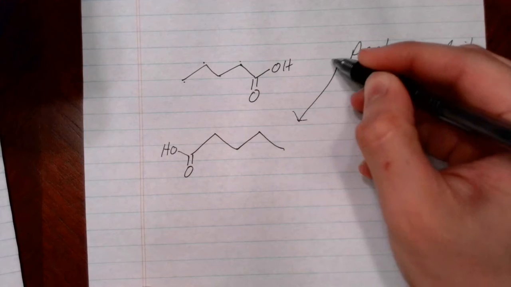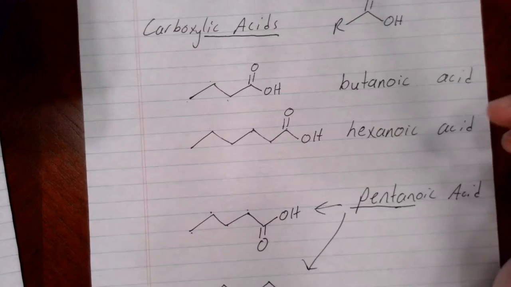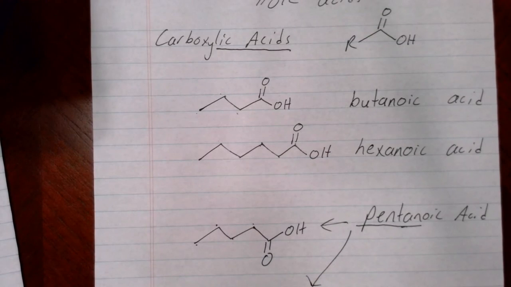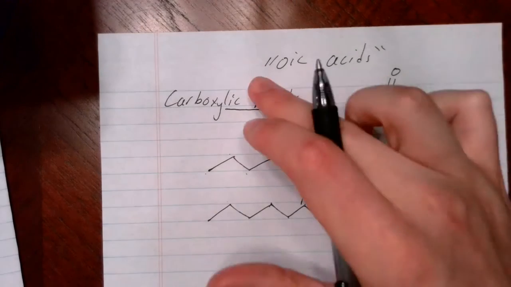So carboxylic acids are fairly easy to name. You shouldn't have any trouble with these as long as you keep straight how to recognize them and what the proper ending for the molecule is.